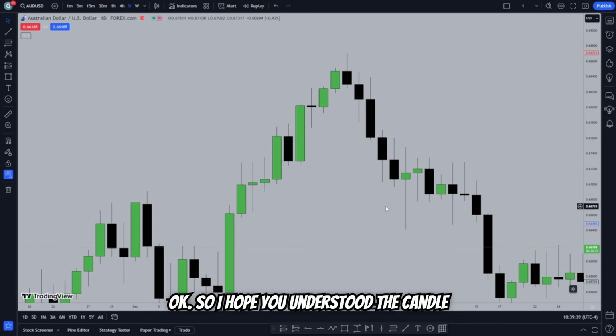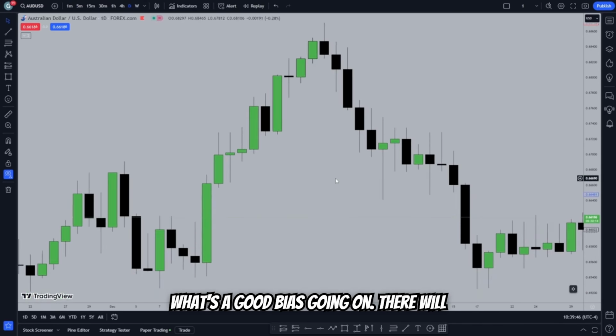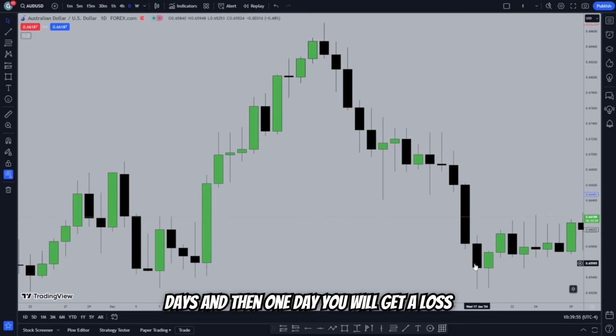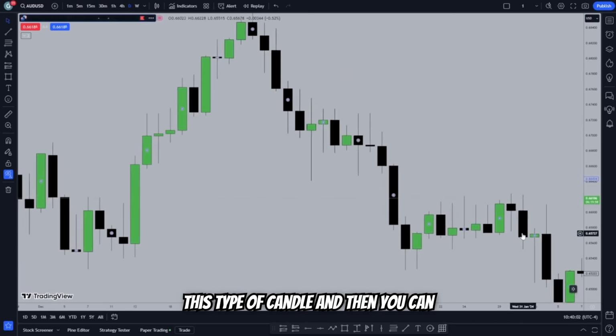So I hope you understood the candle range theory. This is very simple. From this also you can get to know what the bias is. There will be some days where your stop loss will get hit for sure. But overall you can get a good bias for many days, and then one day you will get a loss or a break even, and then you can switch your bias, and then you can get another candle like this, and then you can switch your bias.